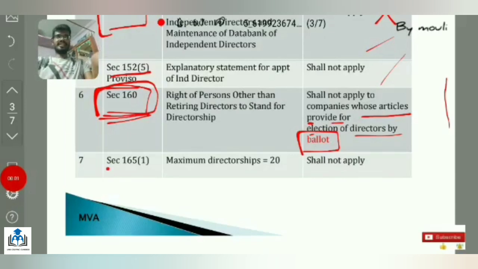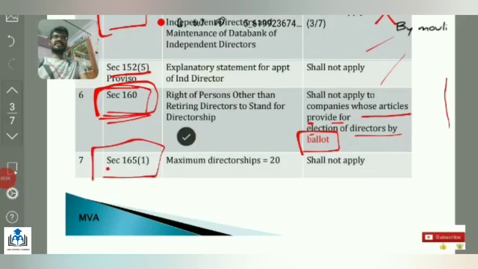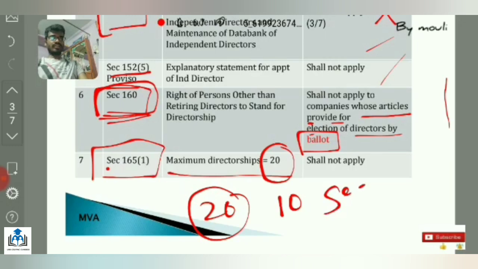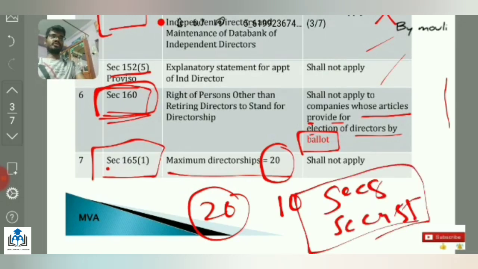And coming to our next point, that is 165 subsection 1. In 165 subsection 1, that is the point related to the maximum number of directorships, that is 20 directorships. There is a condition like max 10 public companies and remaining private companies. While calculating this 20 limit, 2 companies shall be excluded from the directorship, that is section 8 companies and section 455 companies, government companies. Only these 2 companies shall be excluded while calculating the number of directorships.